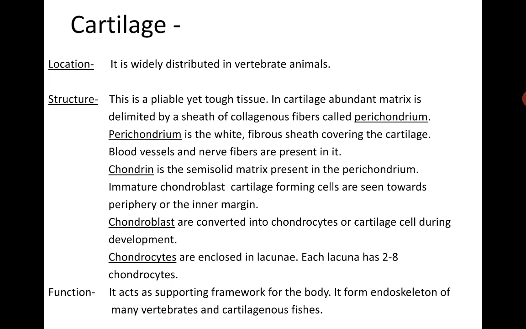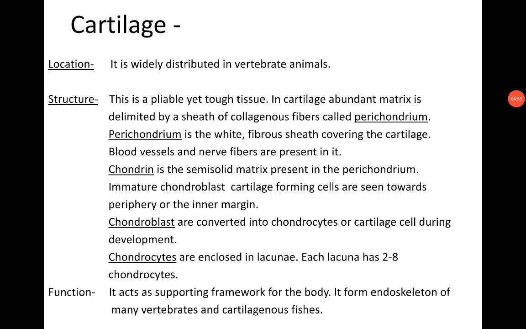Blood vessels and nerve vessels are present in it. Perichondrium is the first layer of this tissue. Chondrin is the semi-solid matrix present in the perichondrium. Immature chondroblasts, the cartilage forming cells, are seen towards the peripheral or inner margin. New forming cells are present in the chondrin towards the cartilage peripheral or outer region.